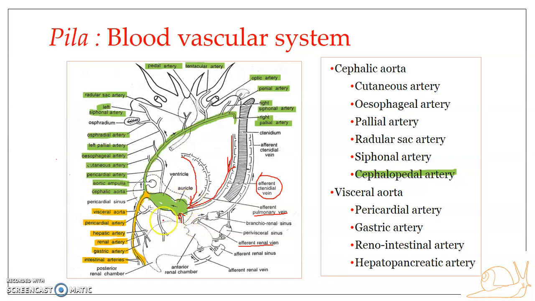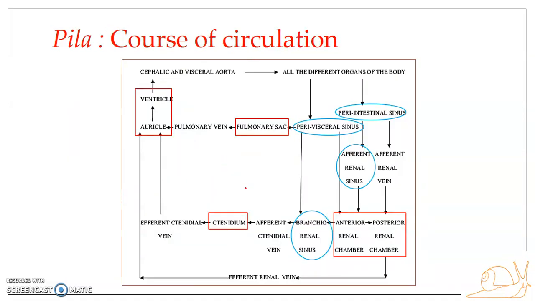So this is one. Then we can see here the blood flows away from the heart to various parts of the body. The oxygenated blood is carried towards various parts of the body through the visceral aorta and the cephalic aorta. So this is the direction of the blood flow, the basic circulation. Now we have to see in detail how it reaches various parts of the body.